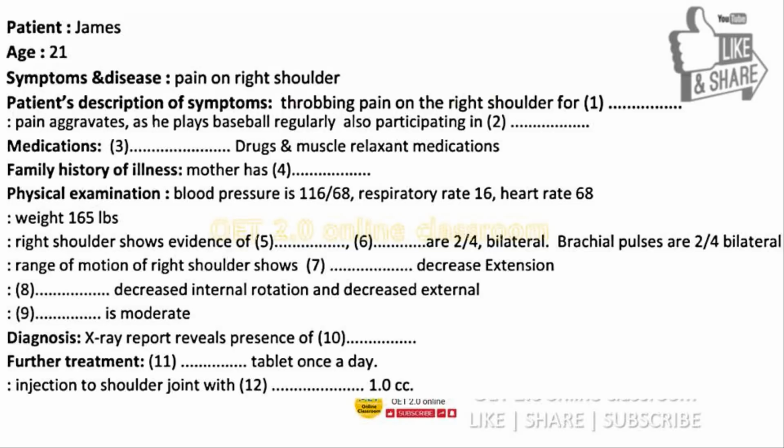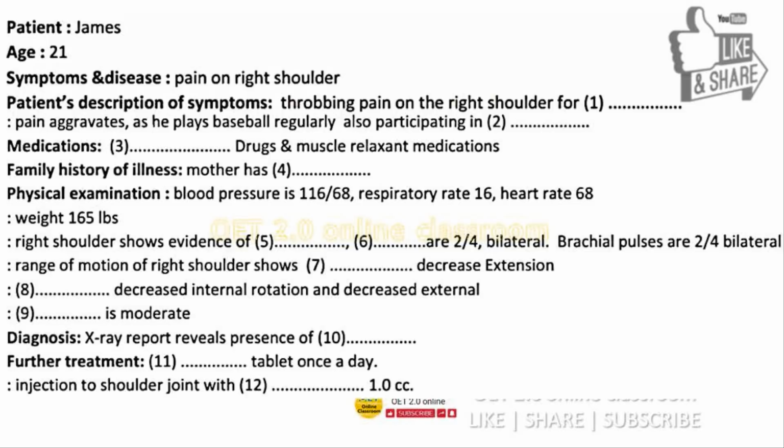What is your age? 21. Oh, I see. Do you take any medication? I was taking non-steroidal anti-inflammatory drugs and muscle relaxant medications. Are you allergic to any medicines? No, doctor. Have you had any surgery or any diseases? No. Do any of your family members have any diseases? Yes, my mother has arthritis. Do you drink or smoke?